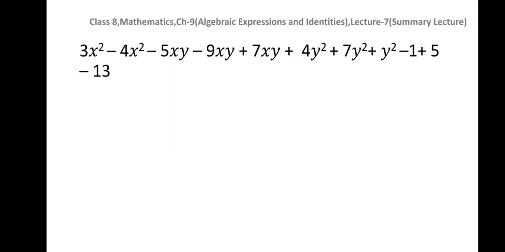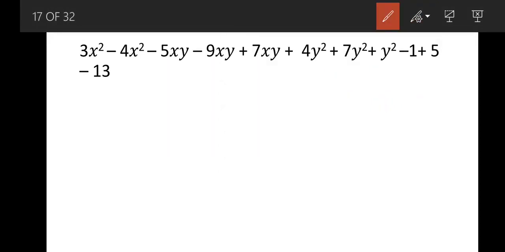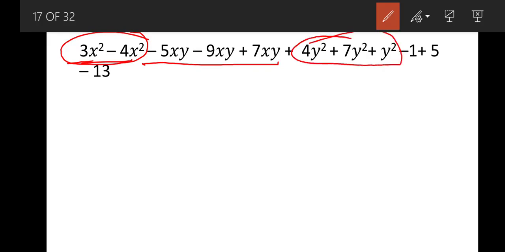Now, I have written what I have done. I have taken like terms and written like terms together. So 3x square minus 4x square, these are the like terms. Minus 5xy minus 9xy plus 7xy, these are the like terms. 4y square plus 7y square plus y square, these are the like terms. I have written them together. Minus 1 plus 5 minus 13, these are the like terms.